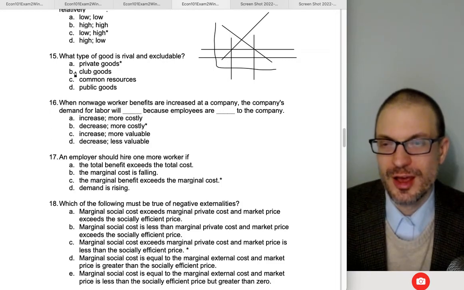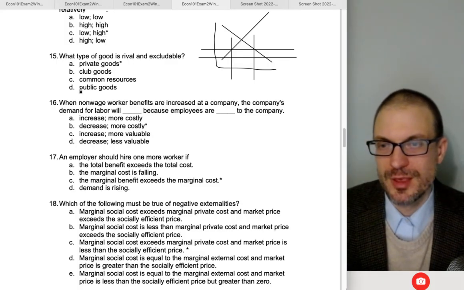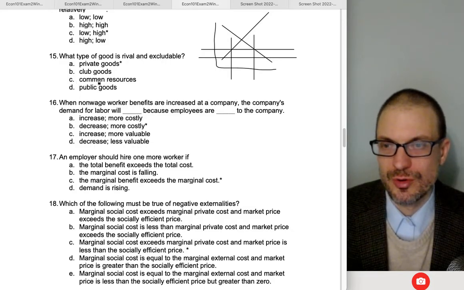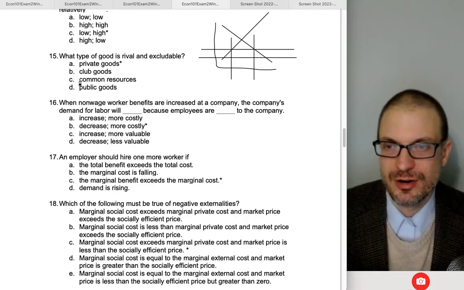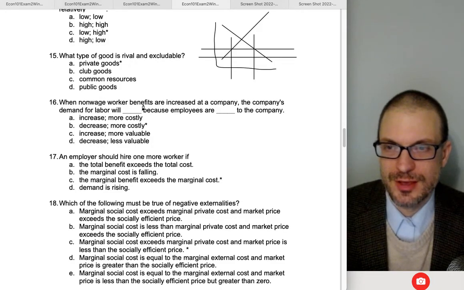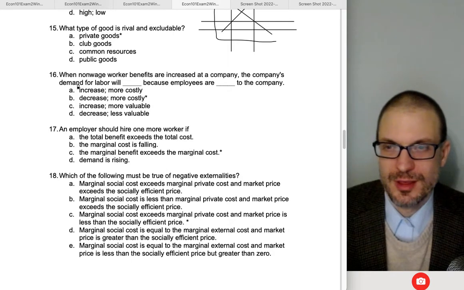Club goods are non-rival but excludable. That's like concert tickets or sporting event tickets or something like that. Common resources are rival but non-excludable. So this is like space on the beach or clean air or groundwater in an aquifer. Public goods are non-rival and non-excludable. So it's like national defense. Think of maybe a fireworks display.